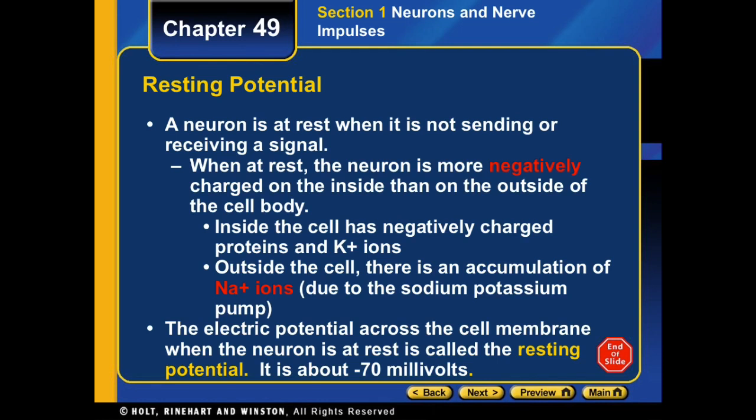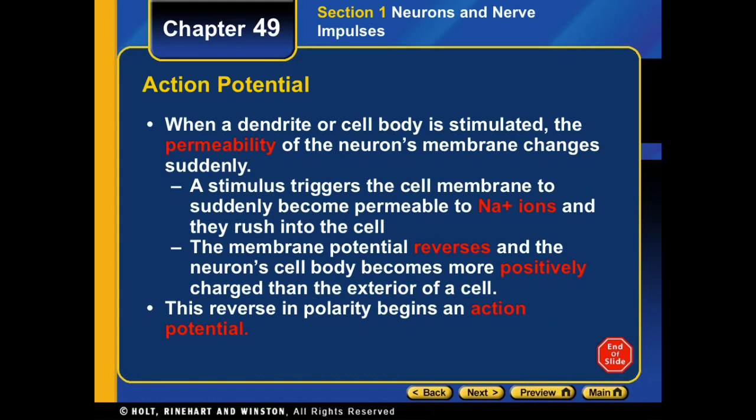This is going to change when the impulse goes through. The electrical potential across the membrane when the neuron is at rest is called the resting potential, which I mentioned. And you don't really need to know, but in case you are interested, the actual voltage is a negative 70 millivolts at rest.